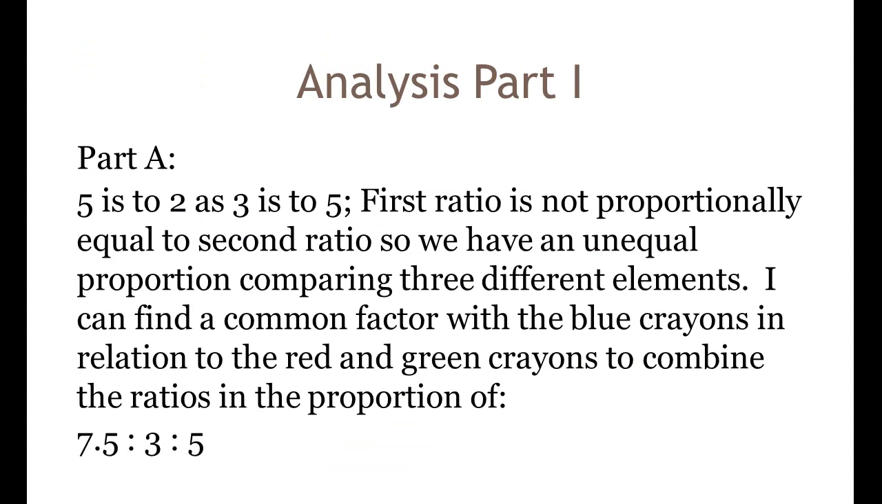Part A. 5 is to 2 as 3 is to 5. The first ratio is not proportionally equal to the second ratio, so we have an unequal proportion comparing 3 different elements. I can find a common factor with the blue crayons in relation to the red crayons and green crayons to combine the ratios in the proportion of 7.5 is to 3 is to 5.